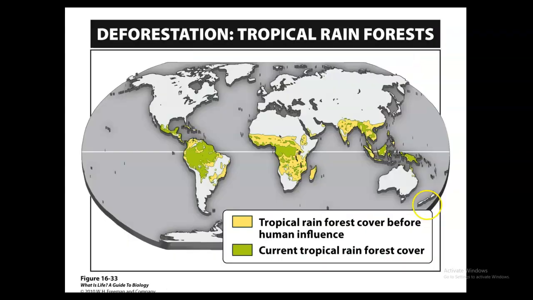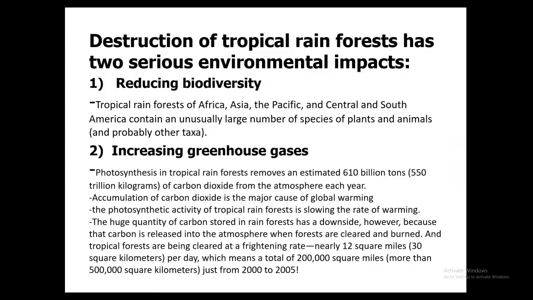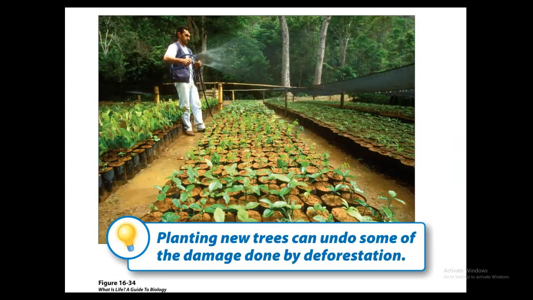And so, looking here, you can see the different tropical rainforests in the area. Before human influence was in yellow, and then after, or current, is in green. So the yellow is gone. And so this is what we talked about, the different areas. Planting new trees can undo some of the damage. So if you do go in and cut the trees, then you need to replace those plant products.